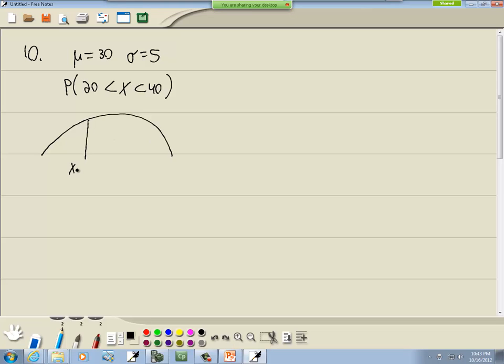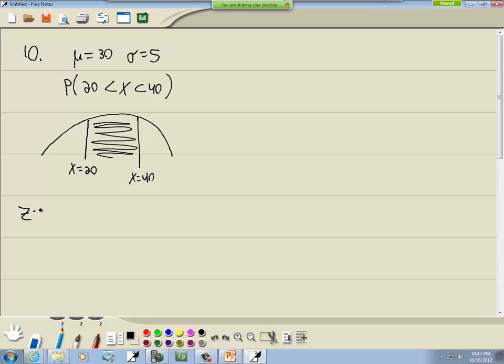So here we have x is equal to 20. And here we got x is equal to 40. And we're finding probability, so that's same as area. Well, first thing, let's change these to z-scores. So we have to do both of them. So I'll do the 20 first.